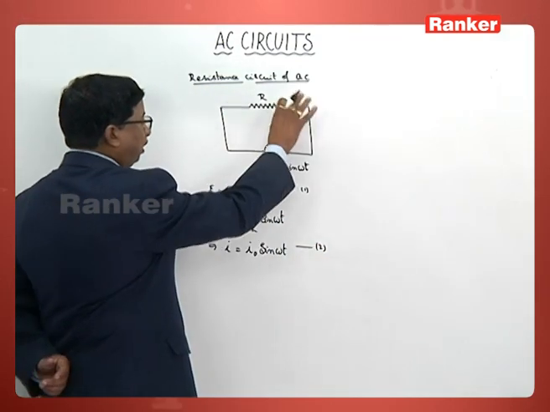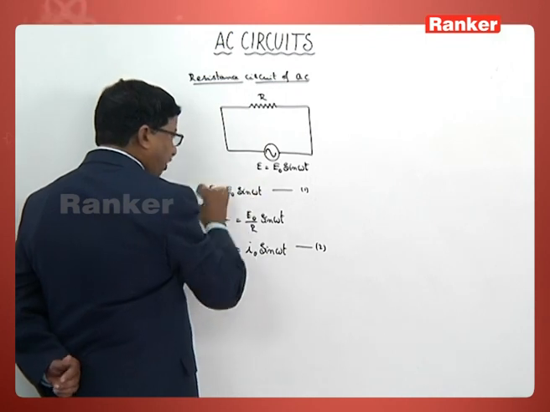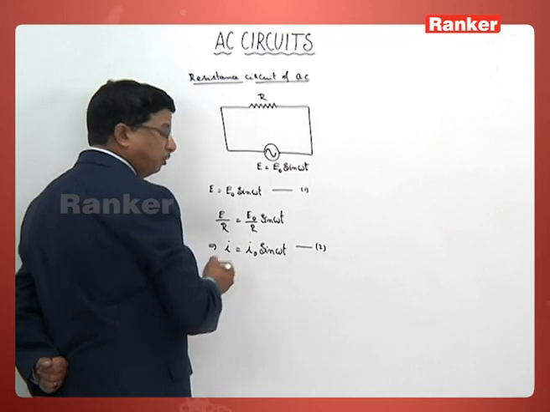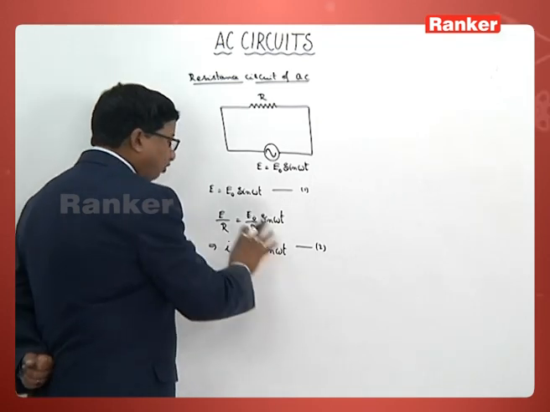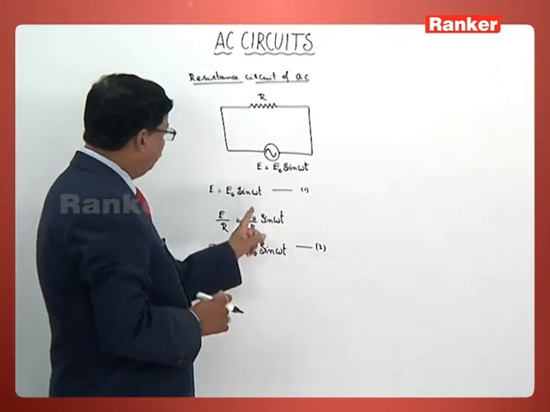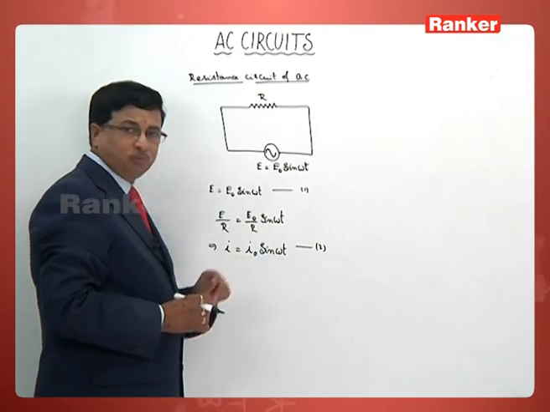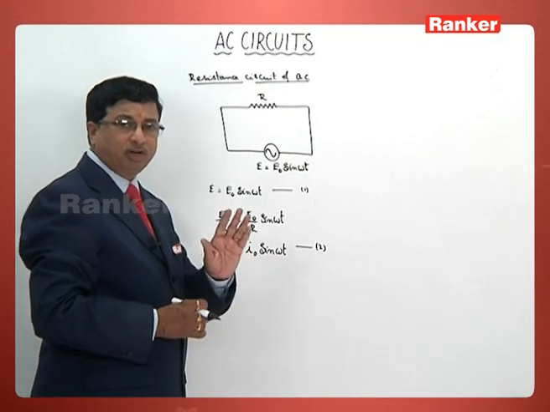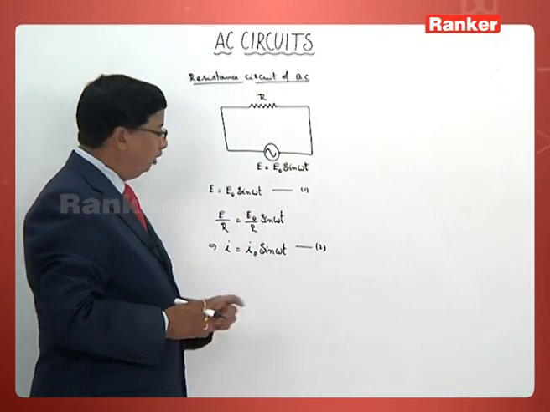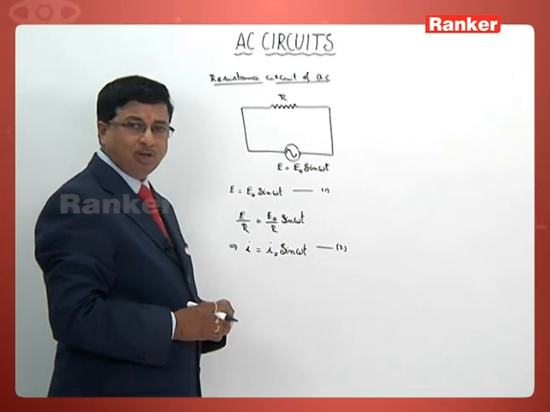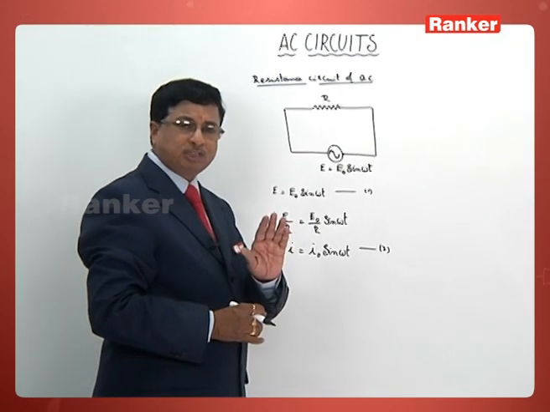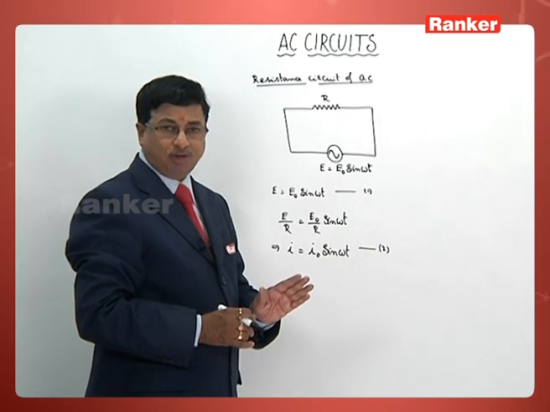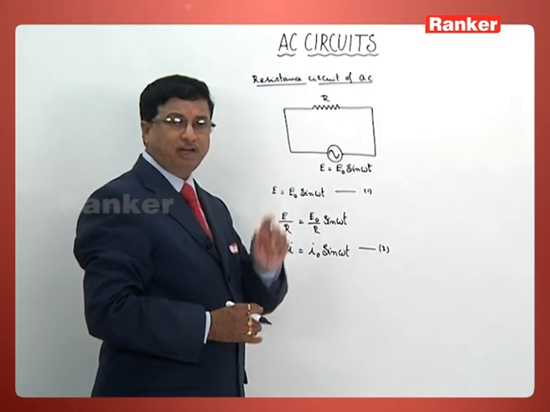So the EMF across this resistor is going to be this much. Current across the system in terms of the peak value is going to be this much. When we simply compare these two, this phase angle and this phase angle both are one and the same. Both the functions are equal. So there is absolutely no difference in the phase of EMF and current.